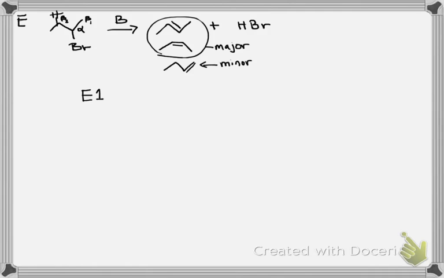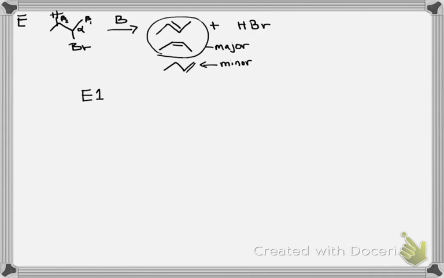Now, E1 is a cousin to which mechanism do we know? We know SN1 and SN2. Guess what it's related to? SN1. What does SN1 mean? Do you guys remember SN1? So when you lose, what's the first step? Loss of the leaving group, right?